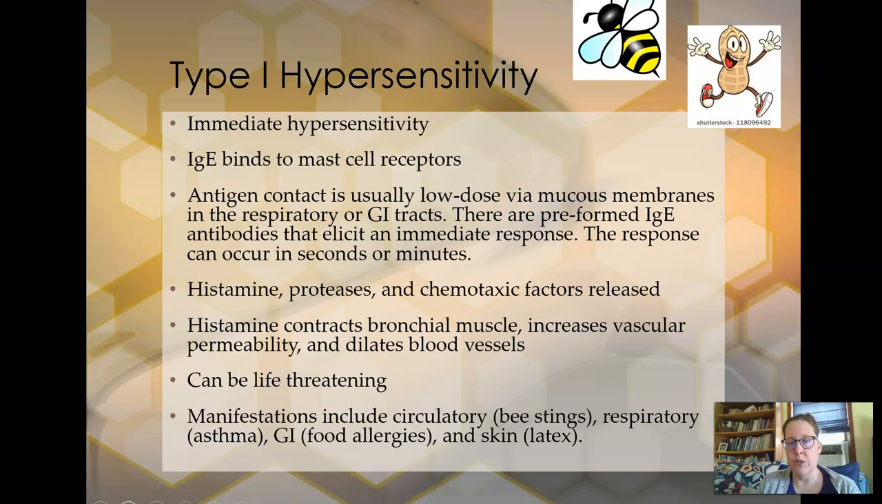Antigen contact in type 1 hypersensitivity is usually low dose via mucous membranes in the respiratory or GI tracts, or obviously via the skin for a bee sting. And what happens is, of course, there are preformed IgE antibodies that elicit an immediate response, and the response can occur in seconds or minutes. So again, those IgE antibodies are there from the first encounter.